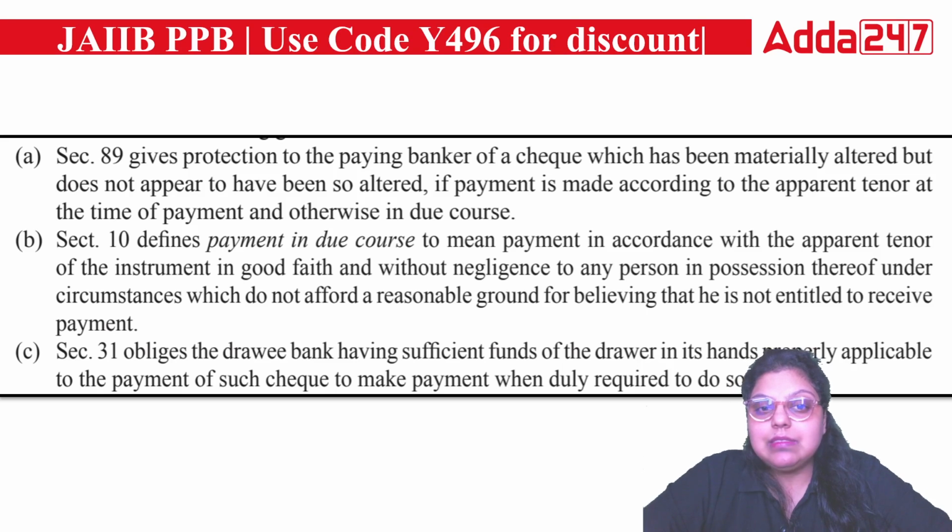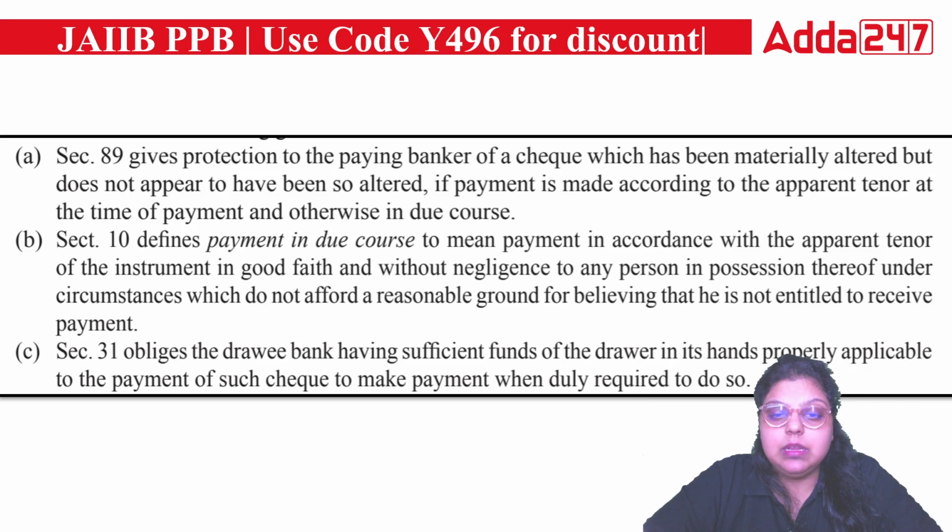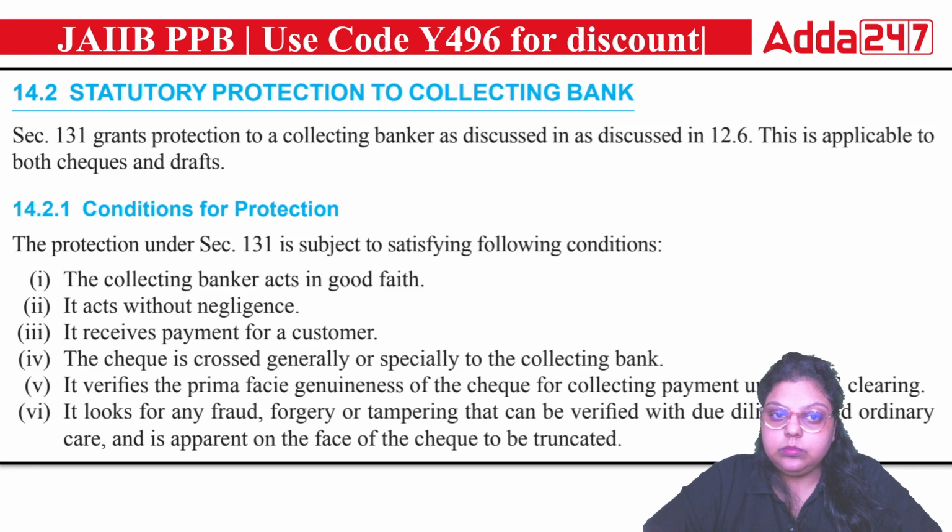Section 10 defines payment in due course, which we have already discussed. Section 31 obliges the drawee bank to have sufficient funds of the drawer in its hands and properly applicable to the payment of such check, to make the payment when duly required to do so. Okay, so these are certain important sections of your Negotiable Instruments Act. Now, statutory protection of a collecting banker. Section 131 grants protection to a collecting banker.